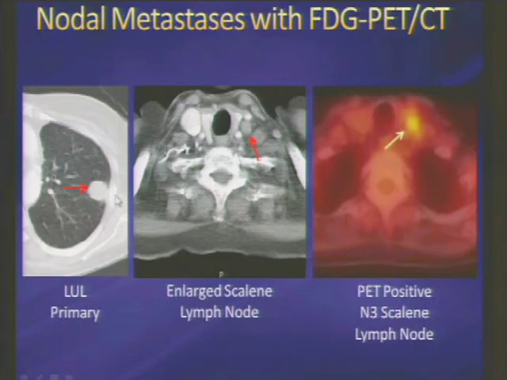Another example for PET with nodal disease, a left upper lobe primary lesion here. There is an enlarged, at least borderline enlarged, based on size, left scalene lymph node, and that is indeed PET positive as well and represents N3 nodal disease.